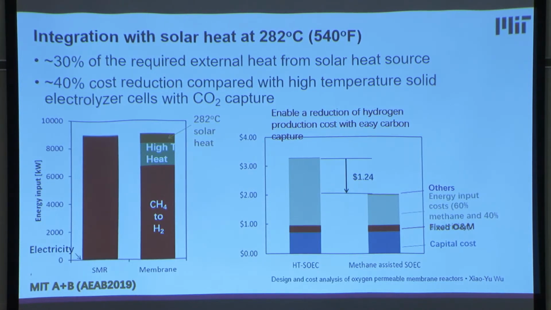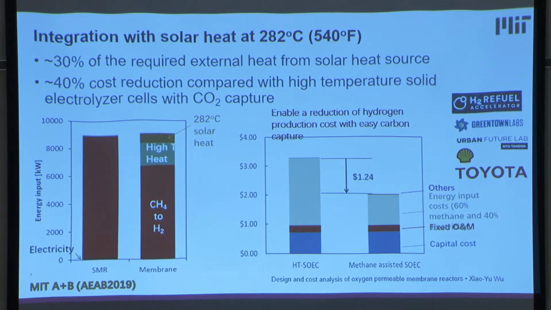Because of this, our technology has entered the final round of the Hydrogen Refuel Accelerator program and attracted a lot of attention from, for example, Toyota and Shell, to develop this type of technology into distributed hydrogen production plants. So based on this, we know that this is efficient as well as low emission, and the cost is reasonable. However, you can still see that the capital cost of our plant is high. So in order to further decrease the hydrogen production cost, we have to further decrease the capital cost.